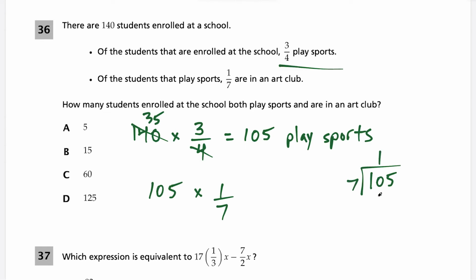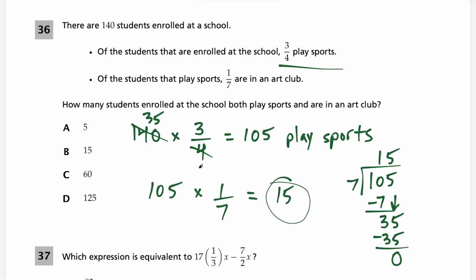7 goes into 10 once. 1 times 7 is 7. Subtract, you have a remainder of 3. You bring down the 5, and 7 goes into 35 5 times. And 5 times 7 is 35. We subtract, we have no remainder here. So this tells us that 15 students play sports and are in an art club. So choice B is our answer.